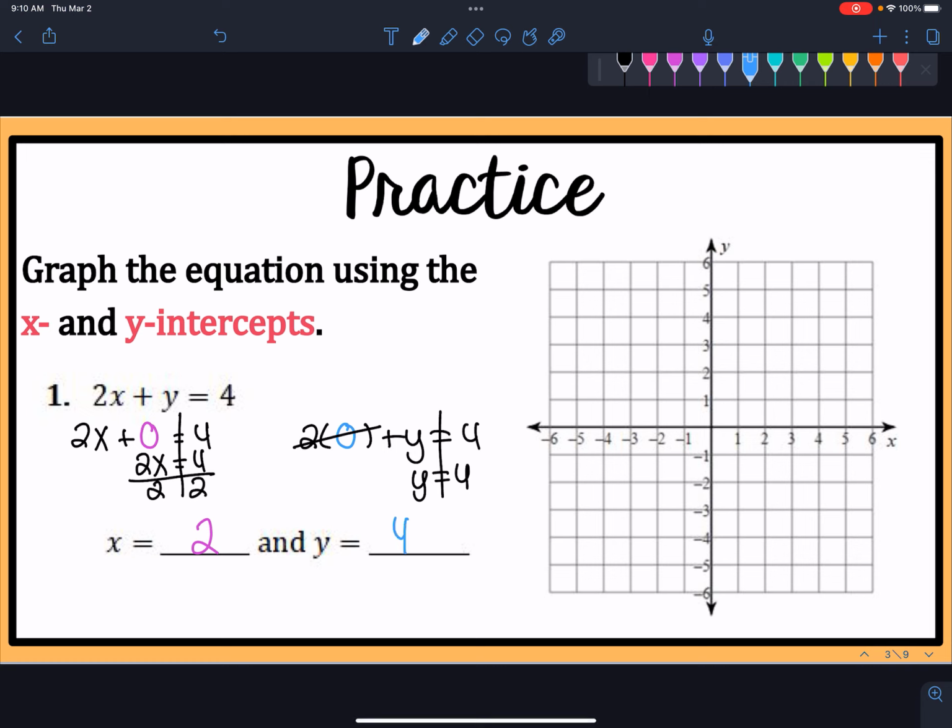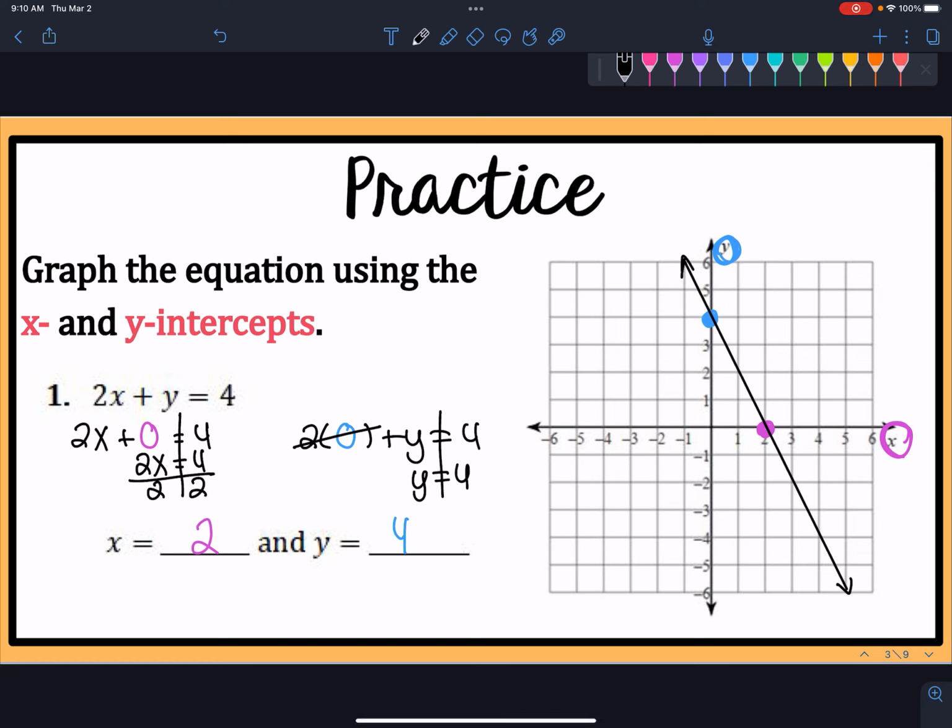So how do I graph this? I'm going to start with graphing my x-intercept. So I'm going to find my x-axis, and I'm going to plot a point at positive 2. That is my x-intercept. I can do the same thing, and I'm going to go to the y-axis now and plot a point on my y-intercept, which is positive 4. Now that I have these 2 points, I can connect them using my ruler and creating a straight line. That is graphing in standard form.